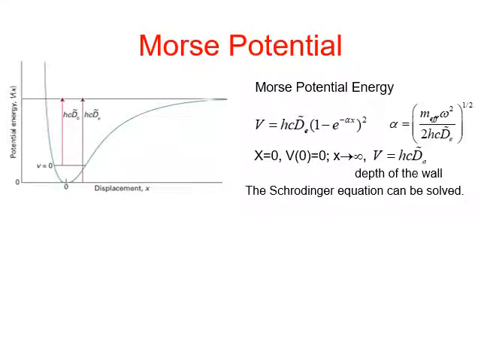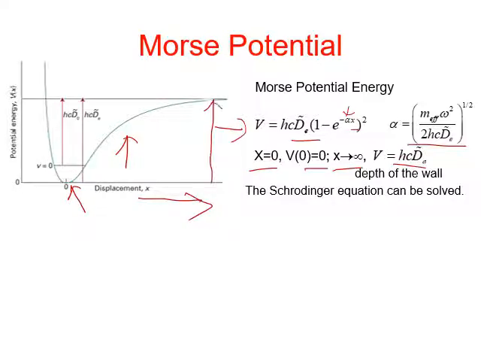Morse potential has been used to simulate the real potential energy of vibration. In this equation, dE represents the dissociation energy, x is the displacement, and alpha is a combination of many constants. So when x approaches 0, this function becomes 0, and that's the bottom wall. When x approaches infinity, the function becomes hc times dE, and that's the dissociation energy.